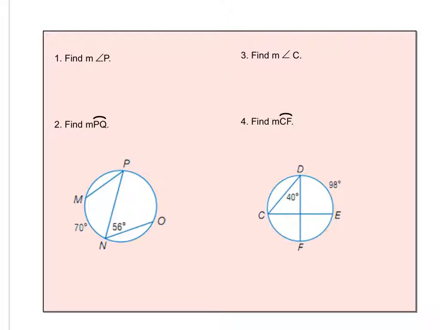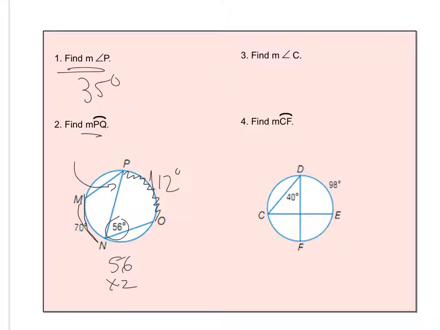All right. So for angle P, that's right down here. If this arc is 70, P is going to be half of that, so P is going to be 35 degrees. And arc PQ, well, if this is 56, I need to double that. So that's going to be 112 degrees.